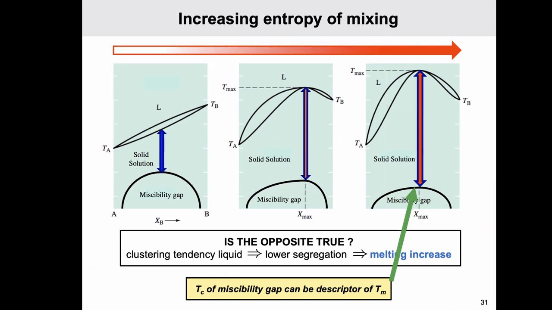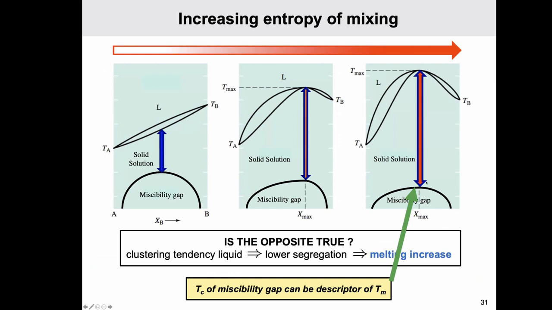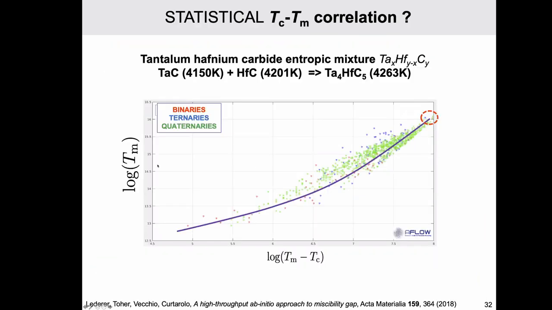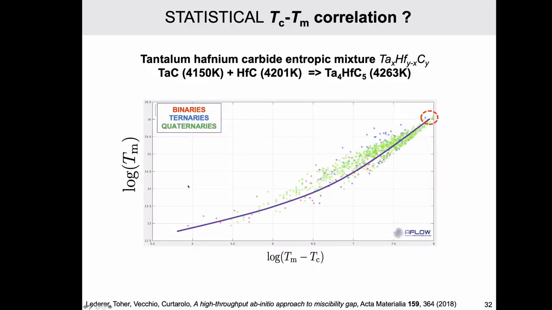So we went over all the experimental values of the melting, and for the ones that we did not have, we used the CALPHAD approach, and this is in this article in 2018. Here we plot the log of the melting minus TC, which is the log of this, with respect to the log of that. So we see that there is kind of a correlation. First of all, we see that by increasing the number of species, binaries are red. You see, there are more and more. Ternaries are blue, quaternaries are green, and so on.